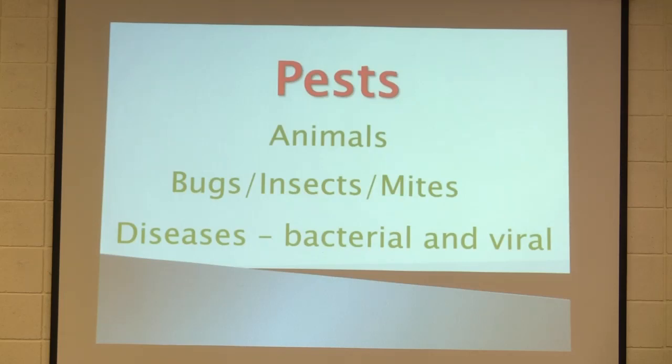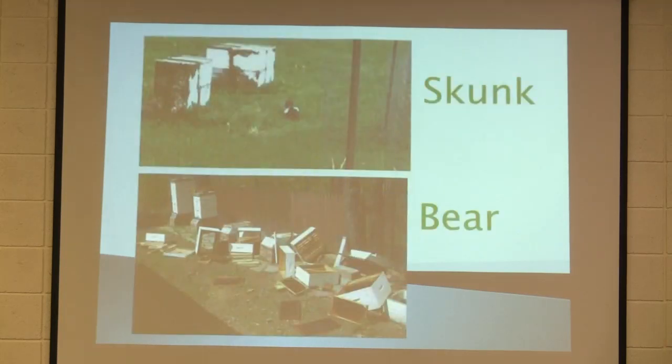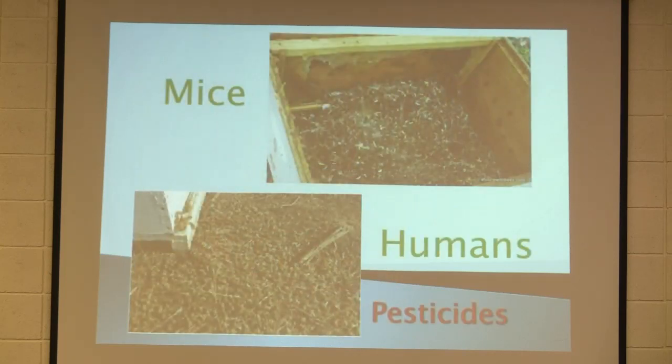Pests for bees: animals, bugs, insects, mites, and diseases, bacterial and viral diseases. So animals, skunks and bears will get into a hive and just decimate it. Mice, in the wintertime, especially in Kansas, will get in and eat the honey and end up killing the hive. Right now, the biggest threat to bees are humans and pesticides.